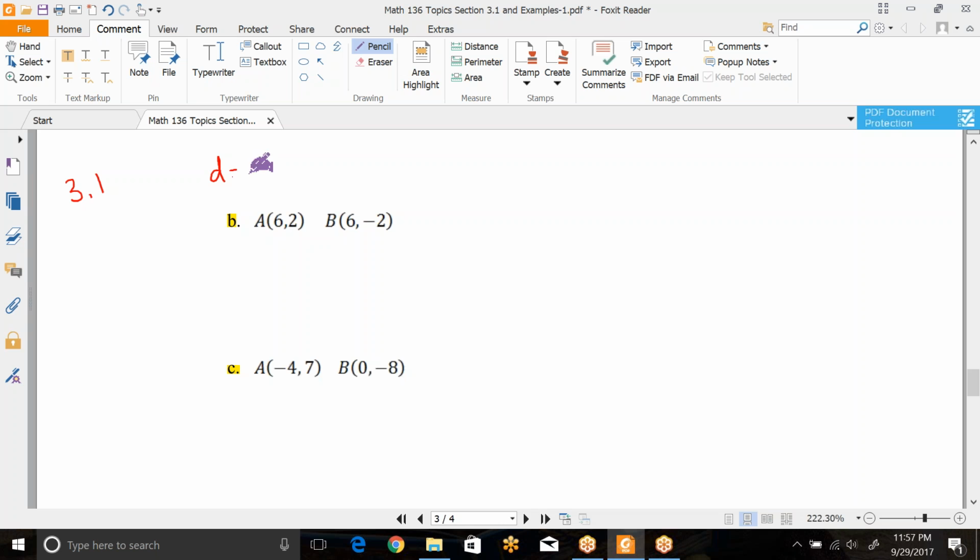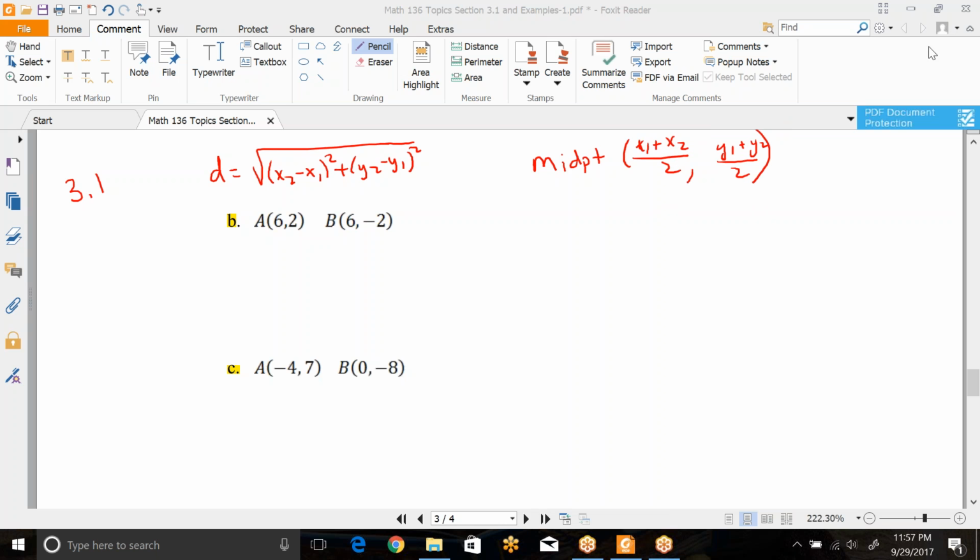So remember, the distance formula is d equals the square root of (x2 minus x1) squared plus (y2 minus y1) squared. That's related to the Pythagorean theorem. And then the midpoint formula is that you average the x's, so you add them and cut it in half, and then you average the y's, which means you add them and cut them in half. All right, so let's do this for part B and C.